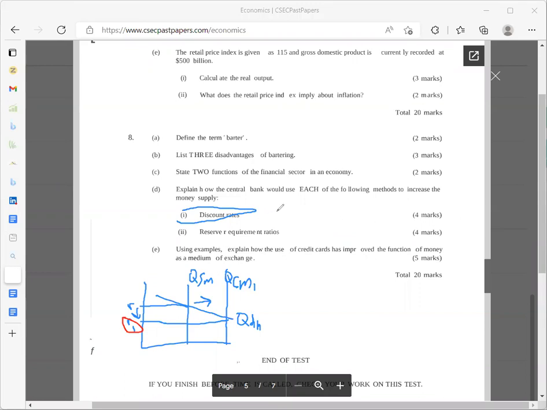So if they reduce the interbank rate, it is now cheaper to borrow money. If they reduce it, it's cheaper to loan between the central bank and the commercial bank. So if it's cheaper, they will obviously borrow and have more loans. That would increase the money supply because more loans are happening. But I want you to also be aware of the other side. If they were to increase it, what would happen? There'd be less loans. But that's not what the question is about.